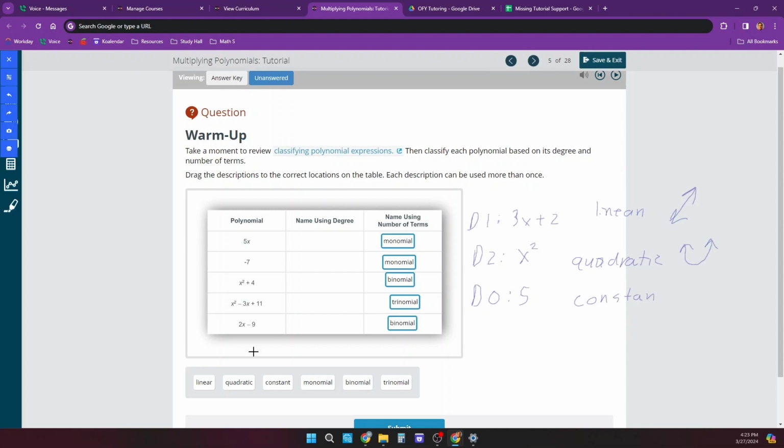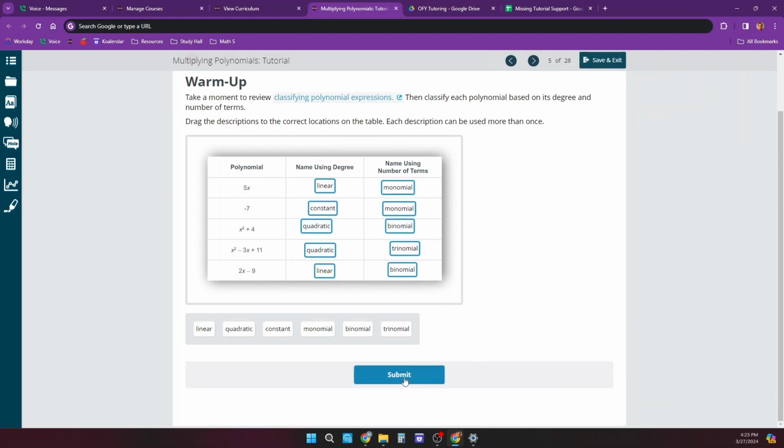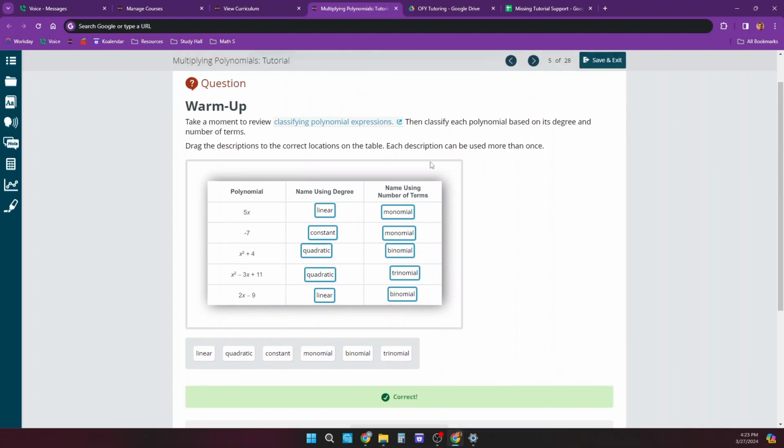So with that review in mind, let us see what our answers for each of these polynomials is going to be. 5x has a power of 1, a degree of 1, so it's going to be linear. -7 is just a number, or in algebraic terms, a constant. X squared plus 4 is going to be a quadratic. X squared minus 3x plus 11 is going to be a quadratic. And 2x minus 9 is going to be a linear equation. And that is the end of page 5.